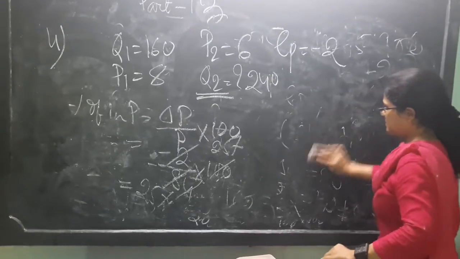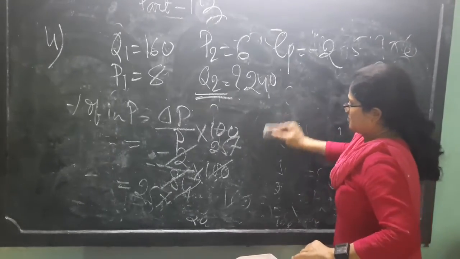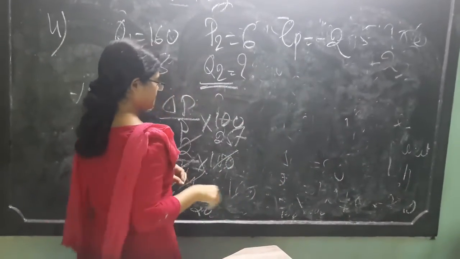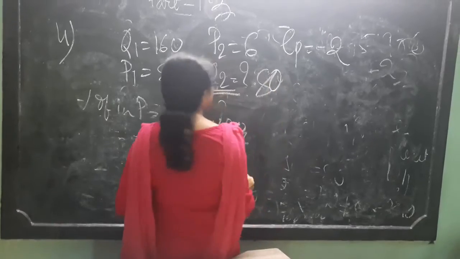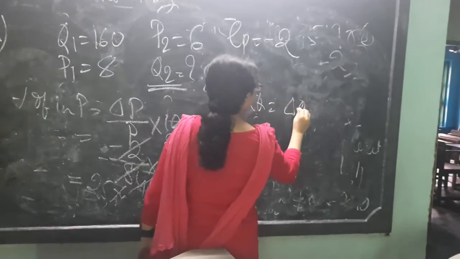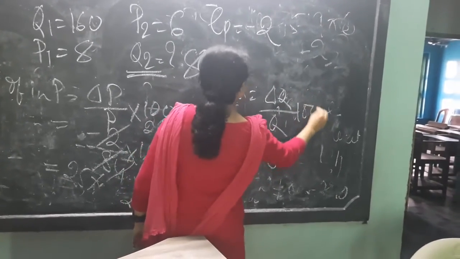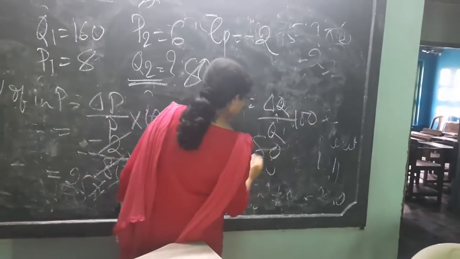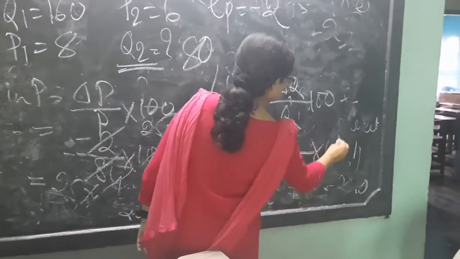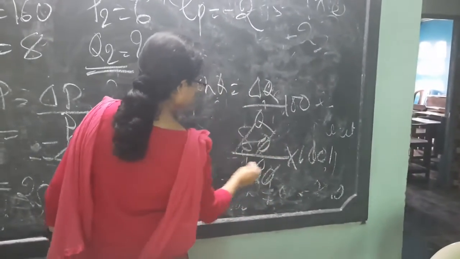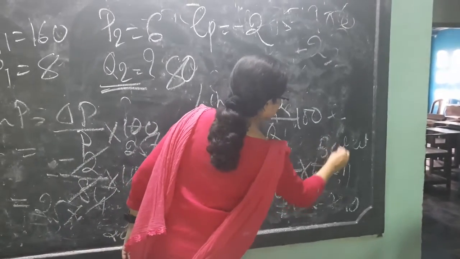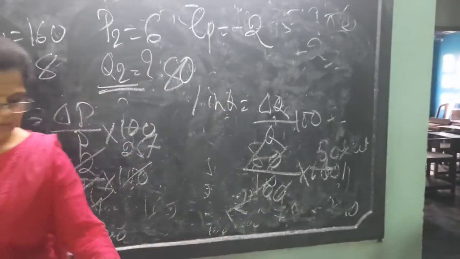Calculating. Sorry, Q2 is not 240, it is 80. I have written it wrong. So find the change in Q. What is the formula? Delta Q by Q into 100. What is our delta Q? 80. What is our initial Q? 160, into 100. It is 50%, just double. Yes or no?